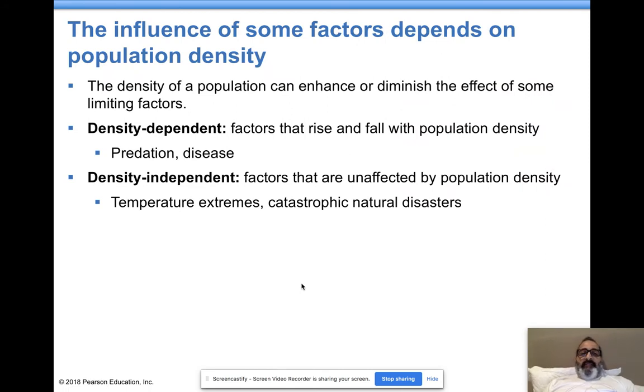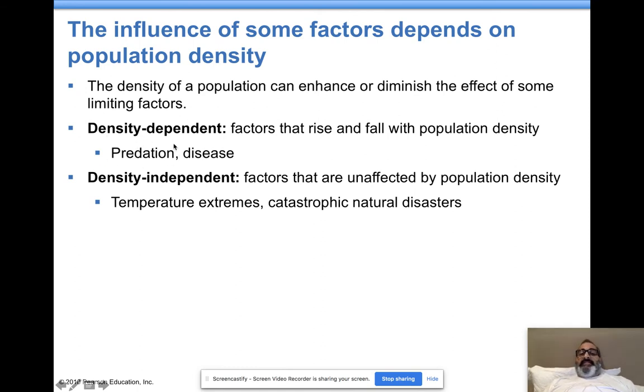Density dependent versus density independent factors. So these are factors where living close together is going to have an effect on them. Okay, so if a lot of organisms live close together, well, some of them are going to get eaten. Predation takes place. If they're all spread out, it's harder to find food for a predator.